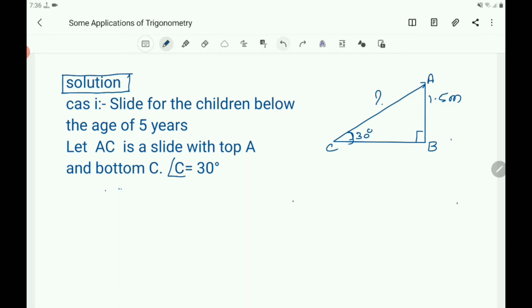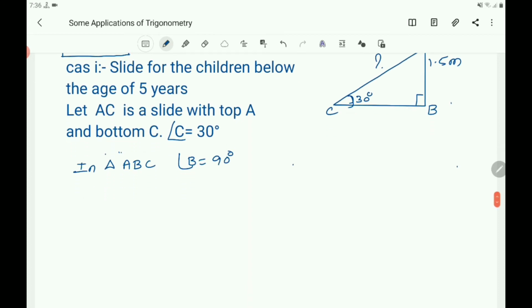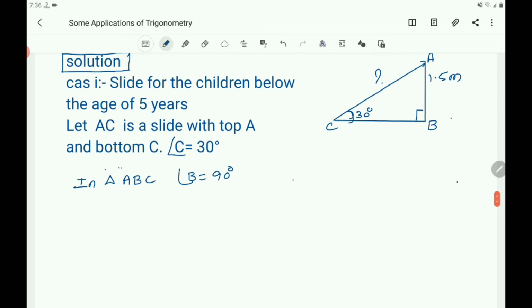So you write, in triangle ABC, angle B equals 90 degree.